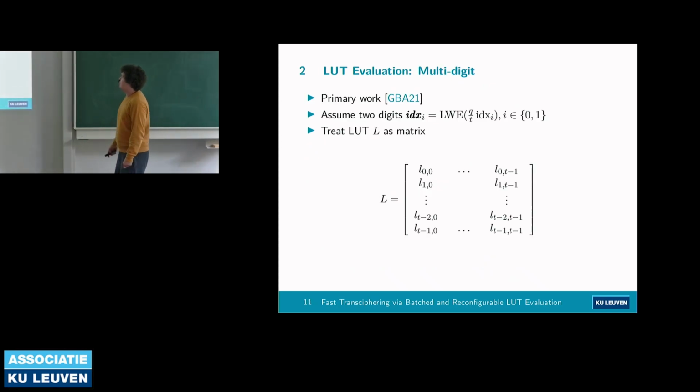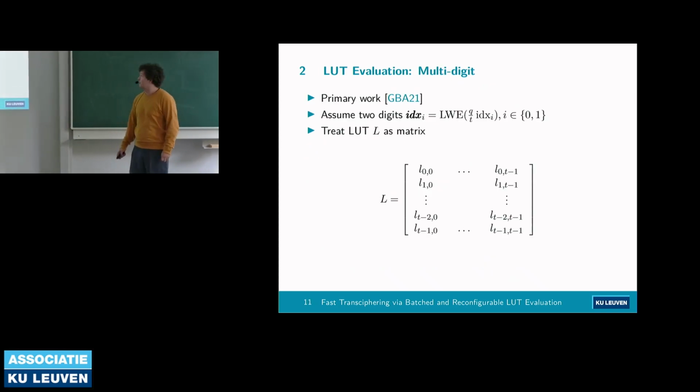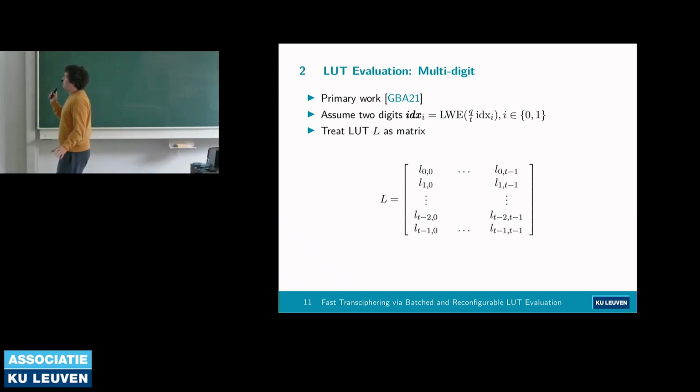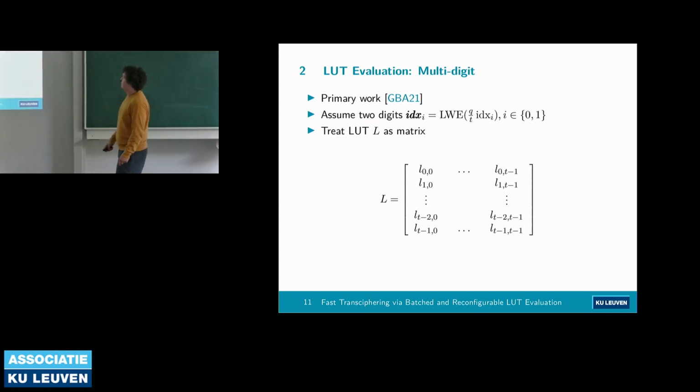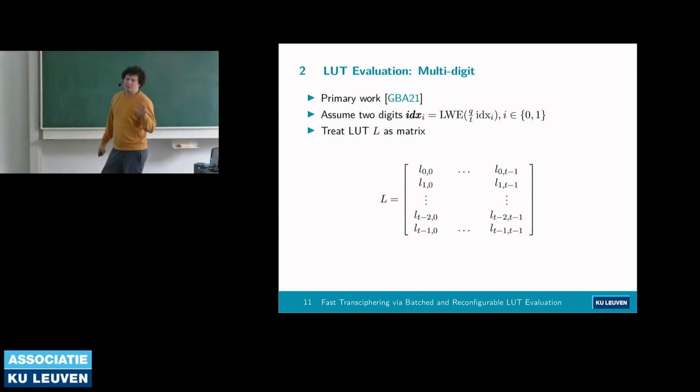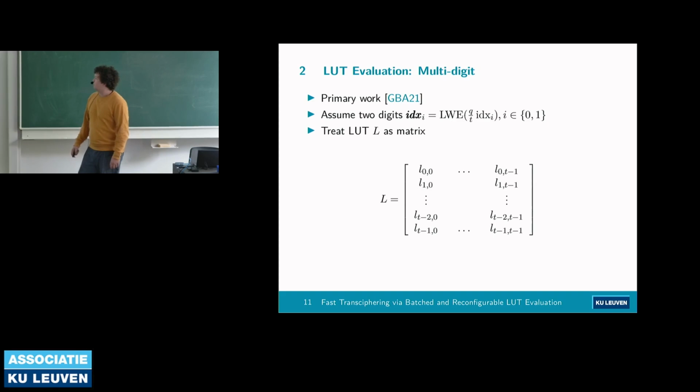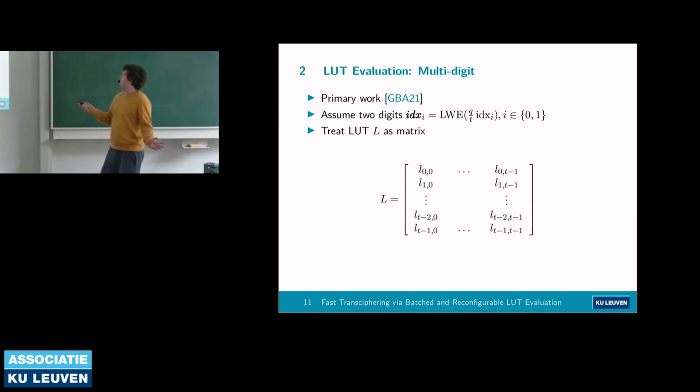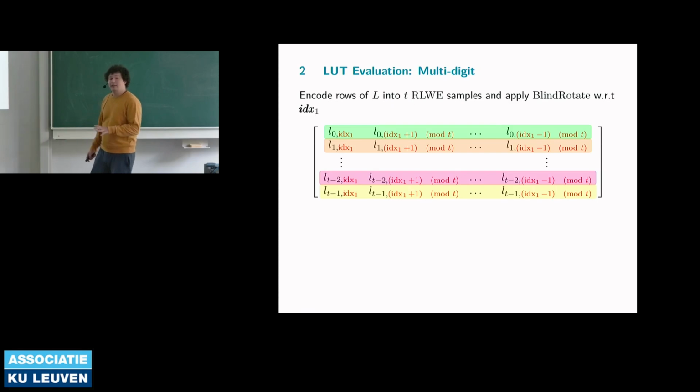The more interesting case now is if you have multiple digits to index a lookup table. There's one primary work, this one up here by Guillamares et al. And I won't explain it in detail, but rather illustrate it through an example. So just for the sake of argument, assume we have just 2 digits, and we'll just view the lookup table as a matrix with, well, for example, L00 is the value we'd get for an input equal to 0 and 0. So what we can do now is basically we'll apply the method for the single digit case to every row.